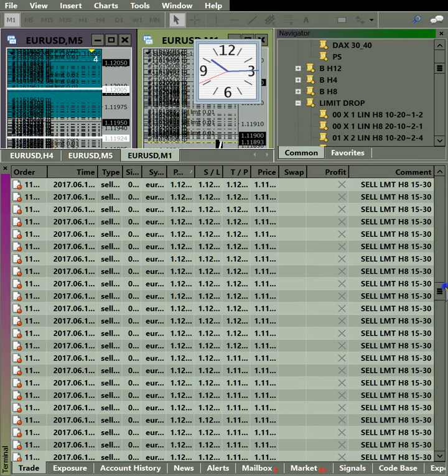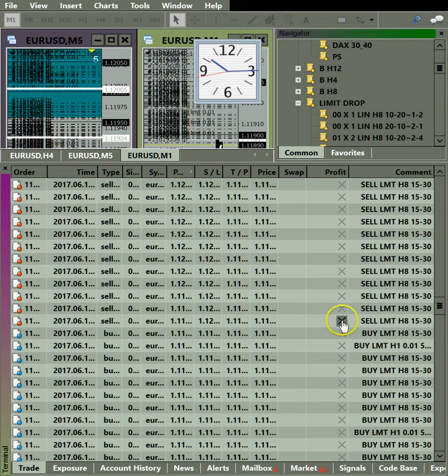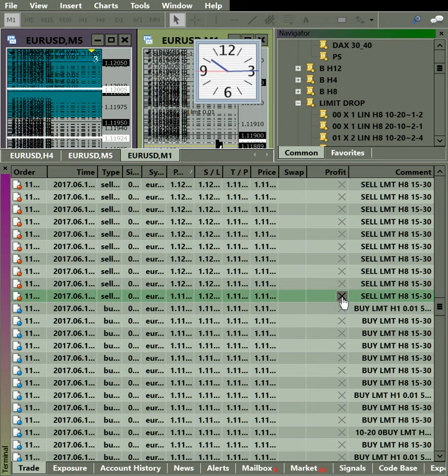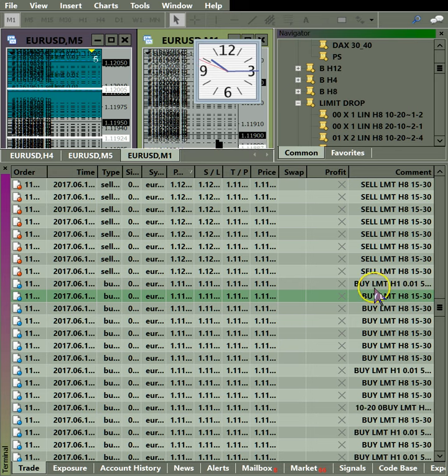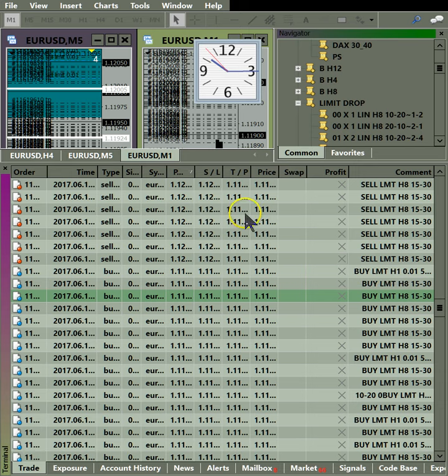The lowest sell limit is right here. So I'm gonna take these off. I don't want to get trapped on that. Those are too close to the market. We're still going up.